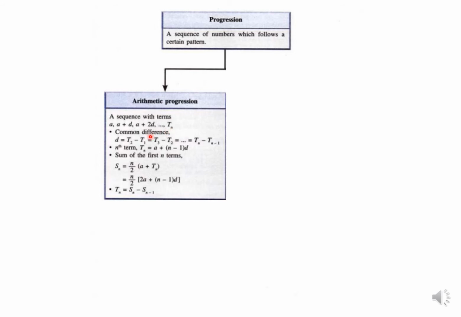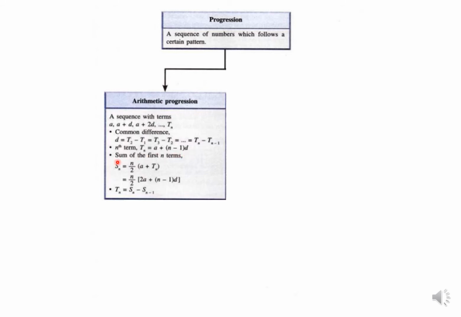The common difference D is given by second term minus the first term, or the third term minus the second term. Or it can be simplified as Tn minus Tn minus 1. For the formula to determine the nth term, Tn, Tn is given as A plus n minus 1 times D.